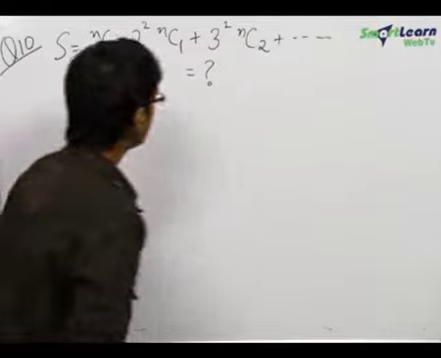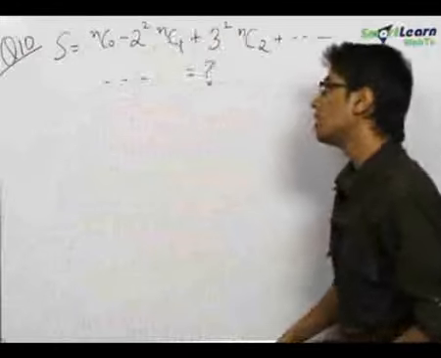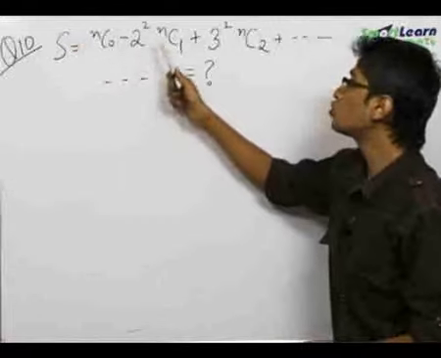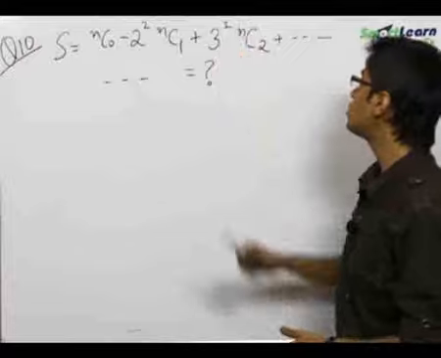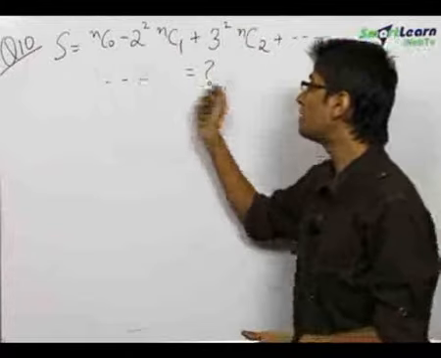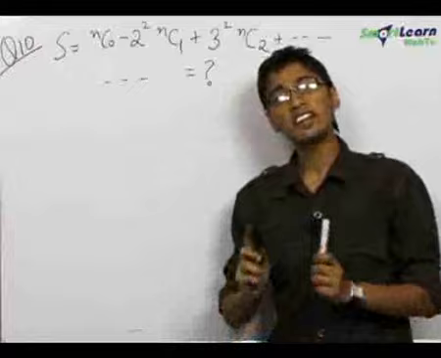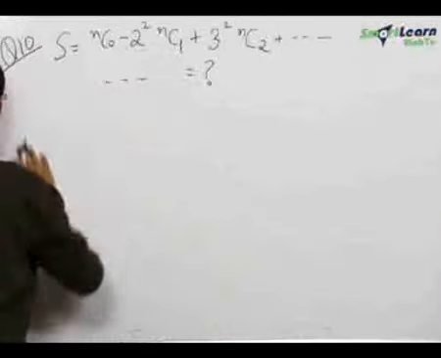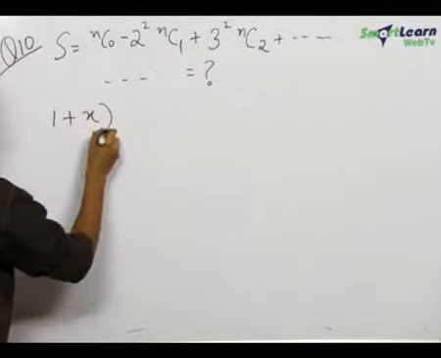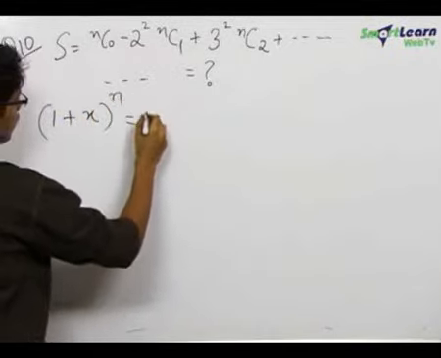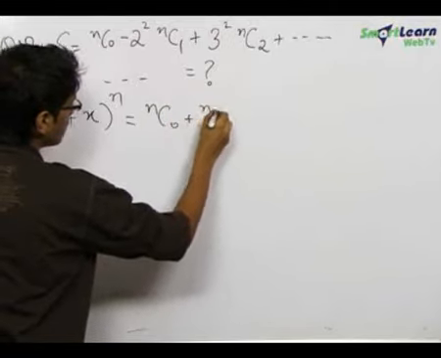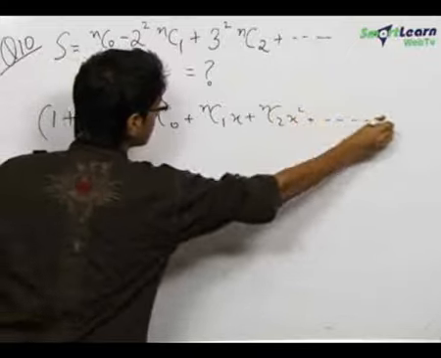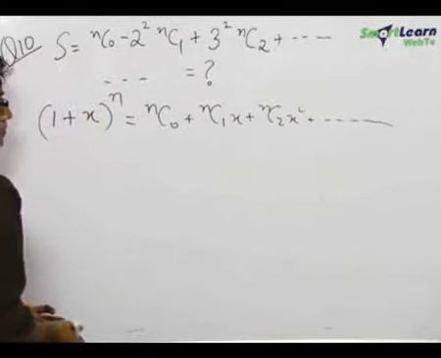Our 10th problem is a very important problem in which we are required to find the sum nC0 minus 2 square nC1 plus 3 square nC2. We need to find this sum. This is a very important and interesting problem which can be very easily solved by using just the simple expression of (1 + x)^n equals nC0 plus nC1 x plus nC2 x square, up till the last term.